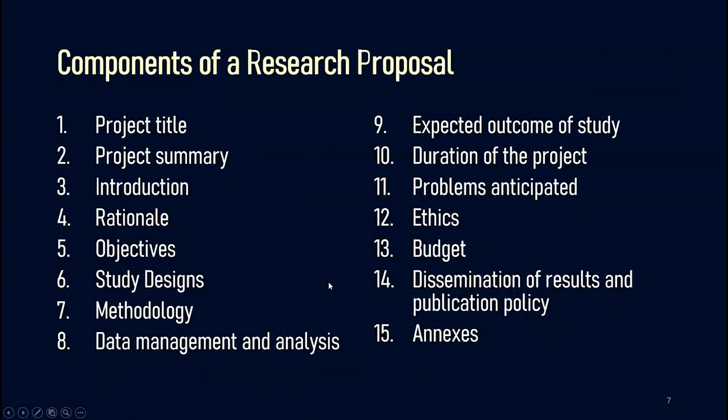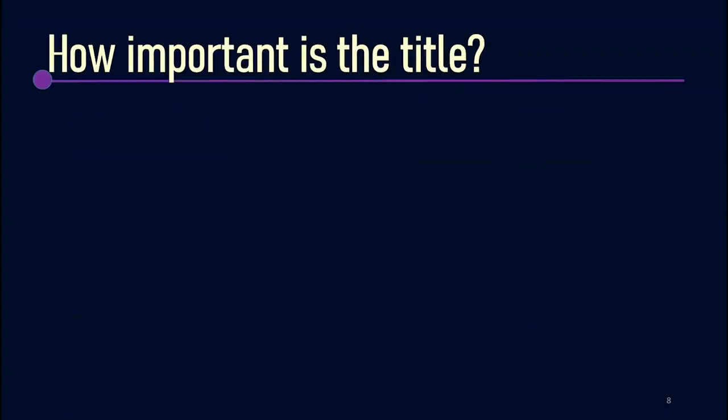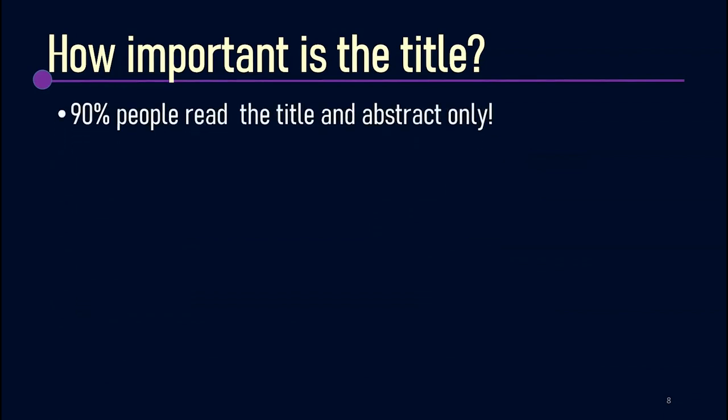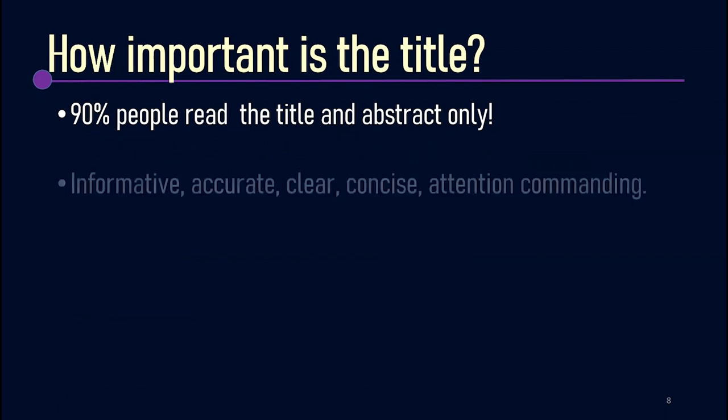And these are the components of a research proposal. This was adapted from the World Health Organization publication on elements of a research proposal. We'll go one by one. Let's discuss how important the title is. Based on one paper published in the New England Journal of Medicine, 90% of people read only the title and abstract. So it is extremely important to construct a good title to attract your readers.